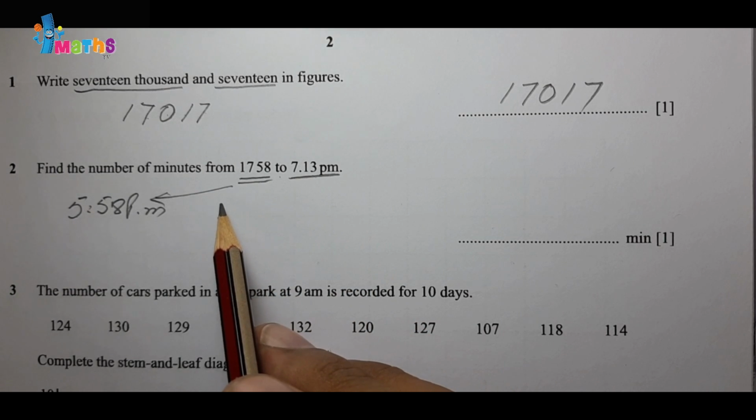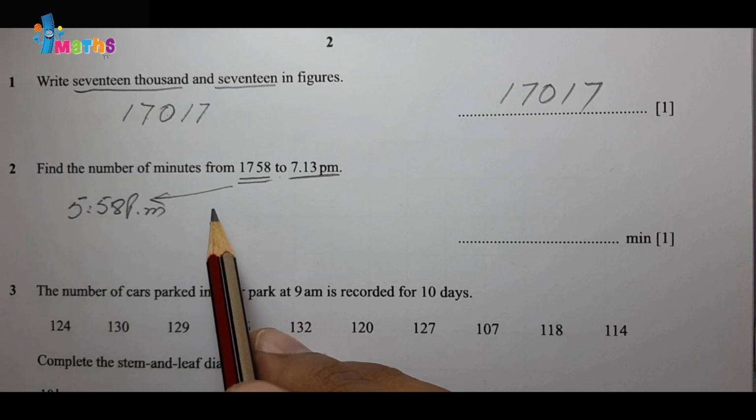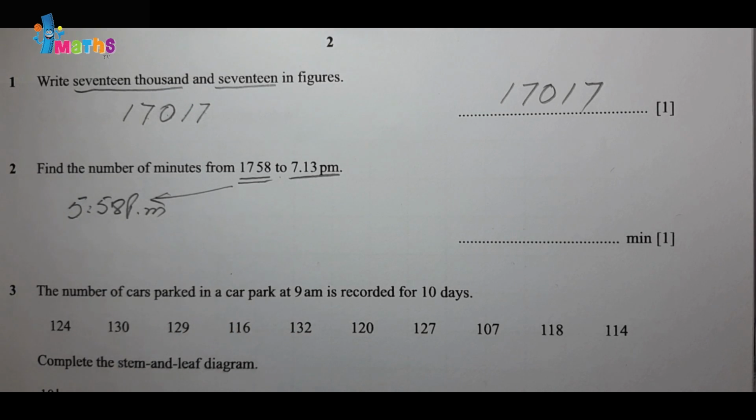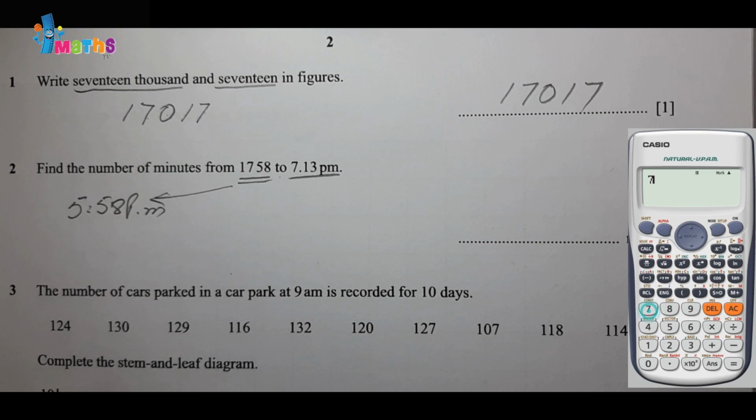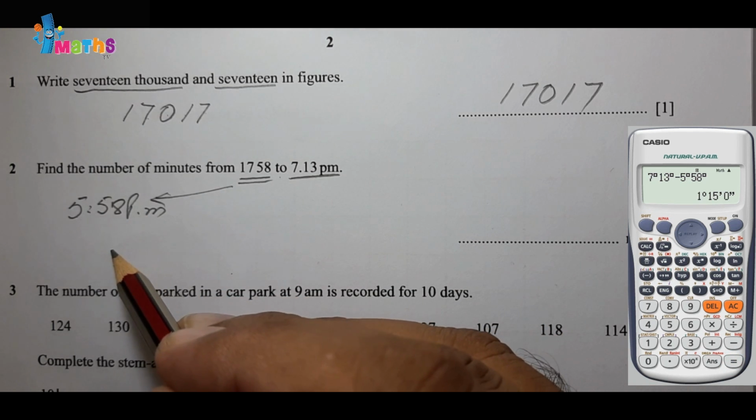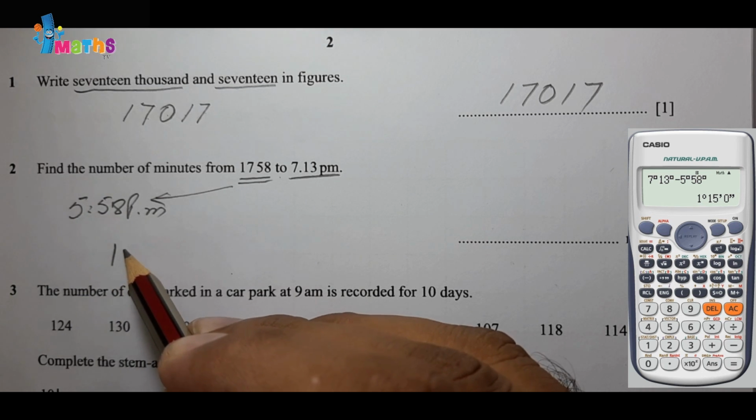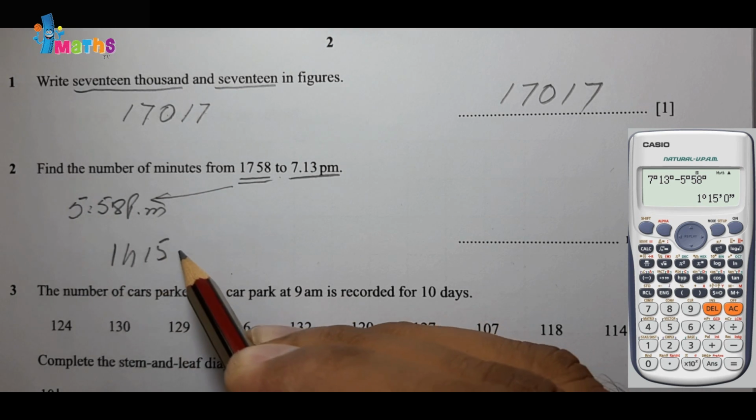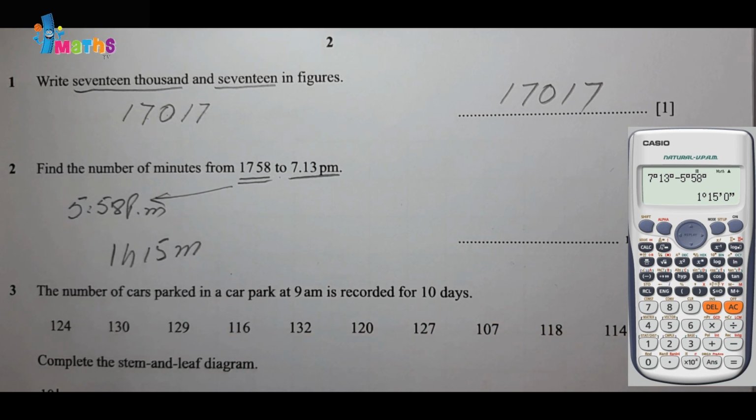I'll tell you how to use the calculator, so let us do the same thing on the calculator. 7 hours 13 minutes minus 5 hours 58 minutes. This will show you 1 hour and 15 minutes. You can check on screen.